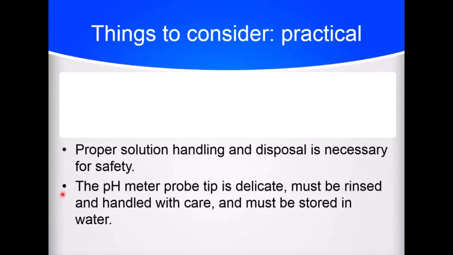Things to think about as you perform the lab. You've got to be careful with the pH meter probe tip. It's made out of glass and can be easily broken. Carbon dioxide, when it dissolves in water, produces carbonic acid. So if you leave your solutions open too long, they can get more and more acidic. And so all of these things have to be taken into account as you perform a lab that's involving pH.